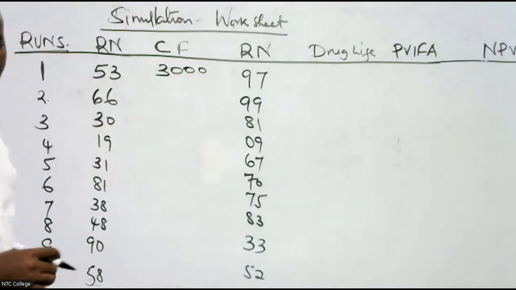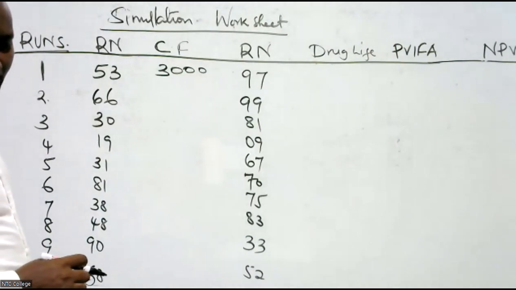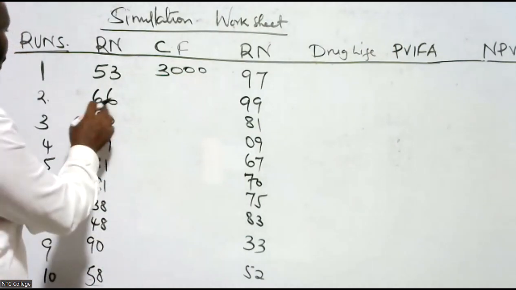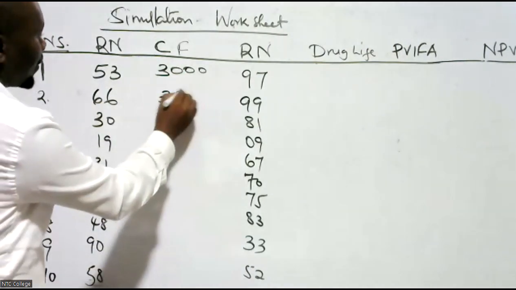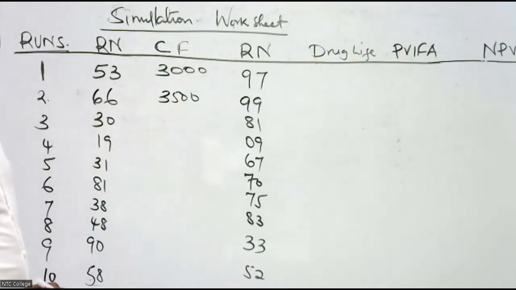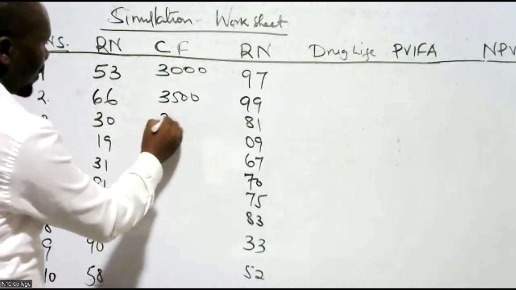The second one, the second cash flow? It's 3,500. Good, 3,500. The next one? The next one is 2,500.